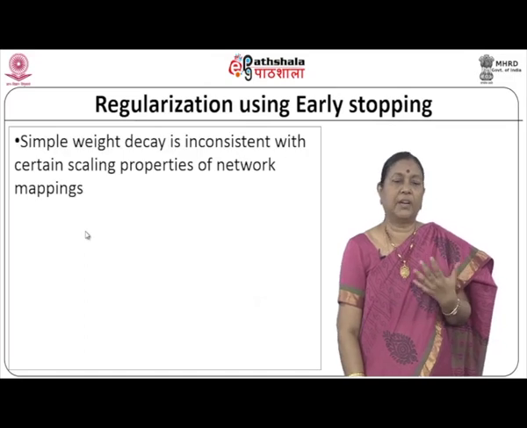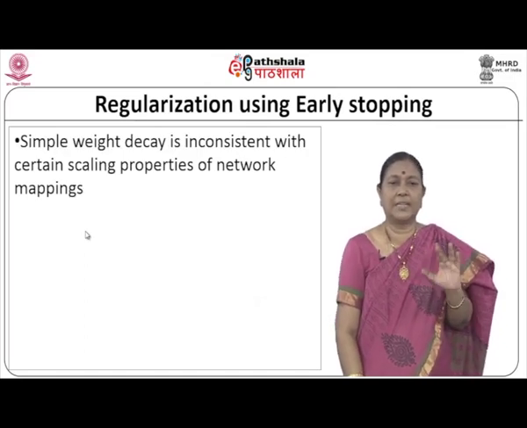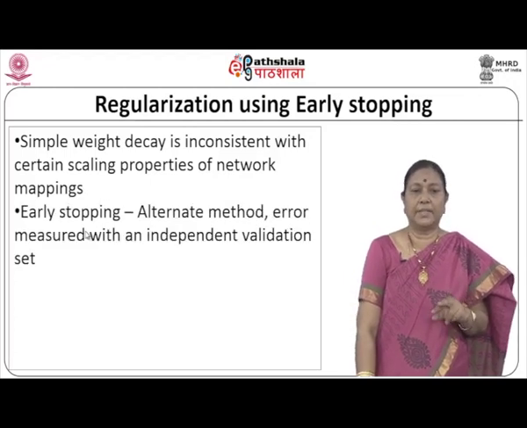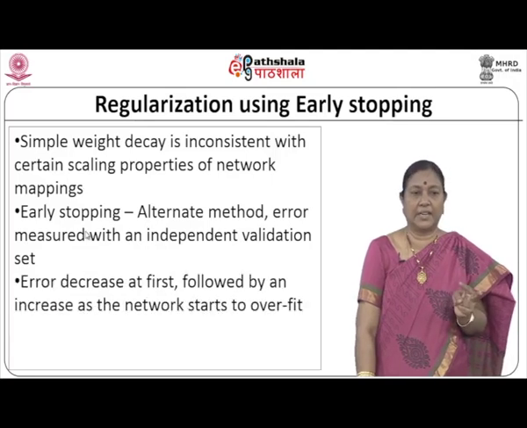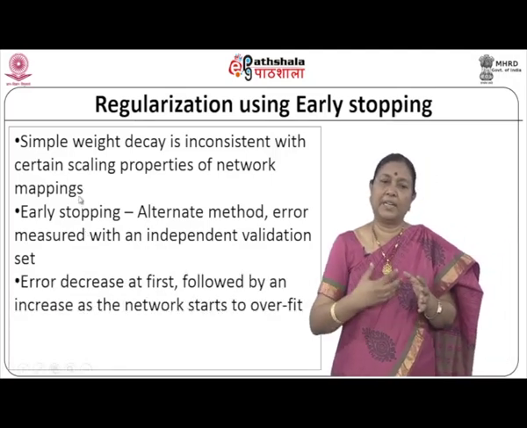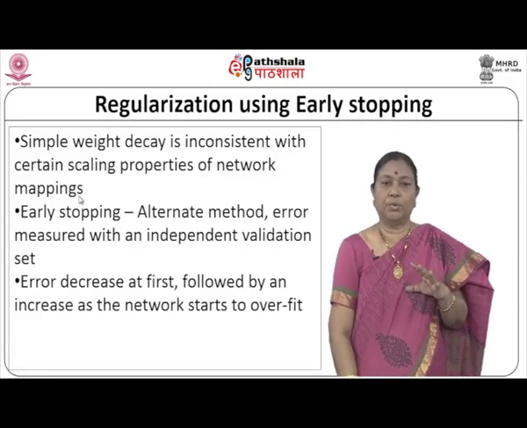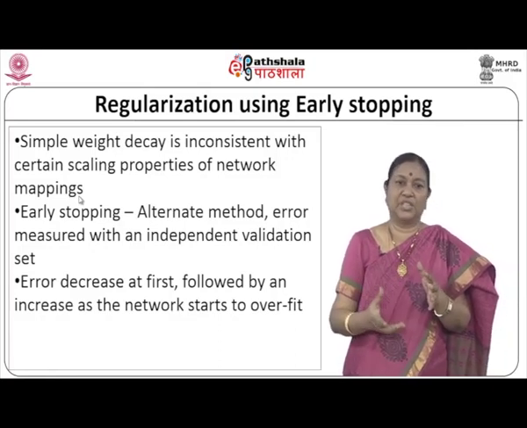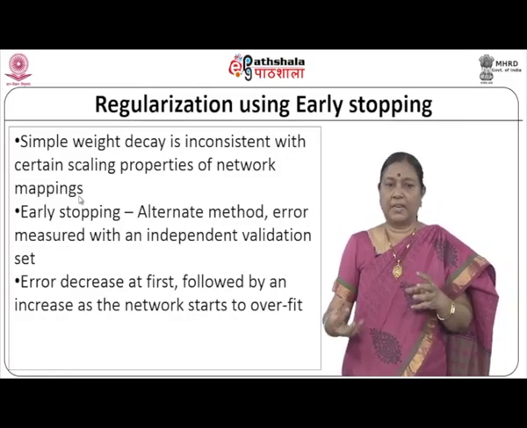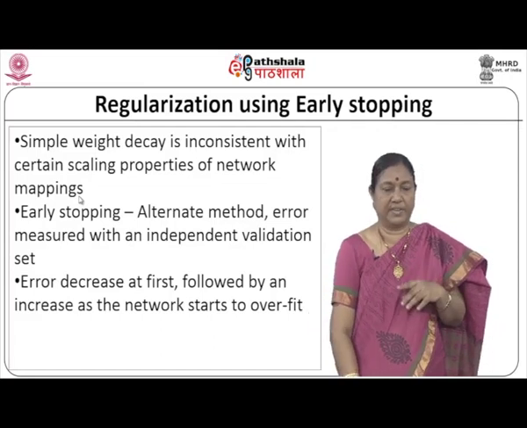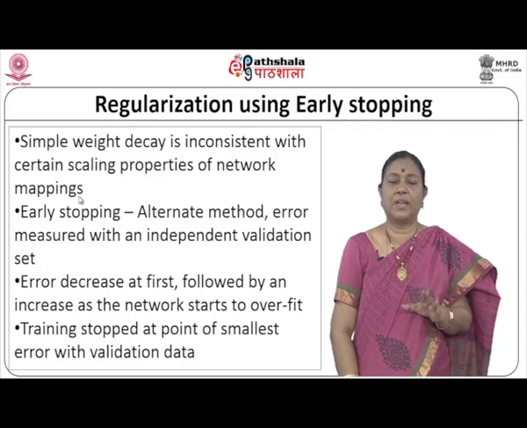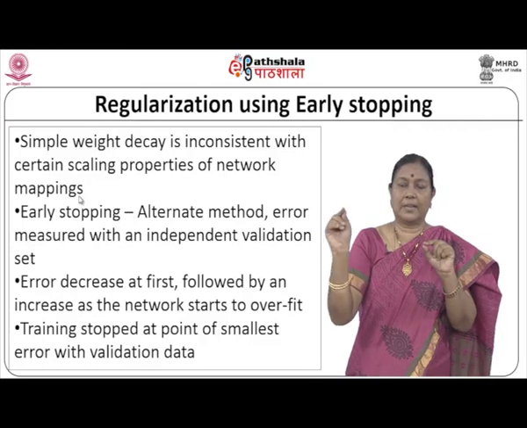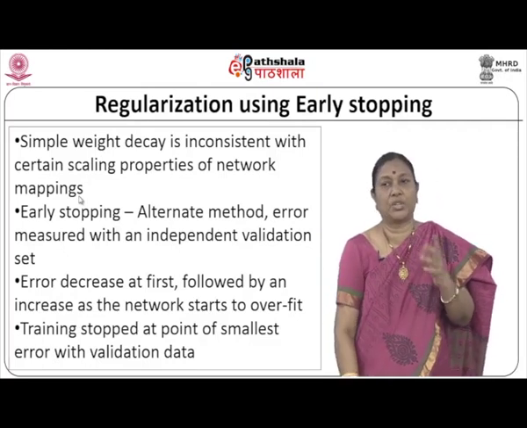Another method of regularization is early stopping. Simple weight decay is inconsistent with certain scaling properties of the network mappings. Early stopping is an alternative method where the error is measured with an independent validation set. The error decreases at first, followed by an increase as the network starts to overfit. Training is stopped at the point of smallest error on the validation data. If you have that curve, it will decrease and after that start increasing; at the point where it stops decreasing, you stop the training.